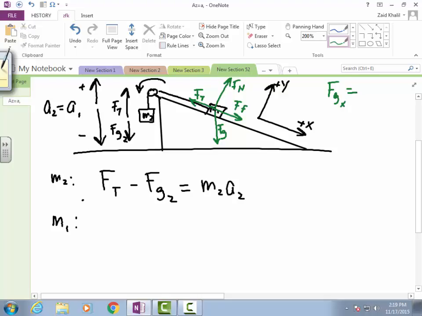And you can see Fgx is going to be... come on now, do we need to do this again? So it's going to be Fg sine theta, which equals mg sine theta. And likewise, Fgy equals Fg cos theta.